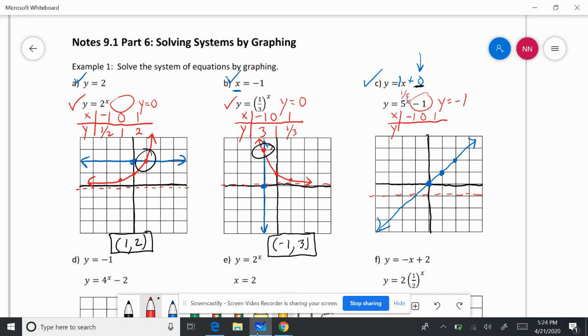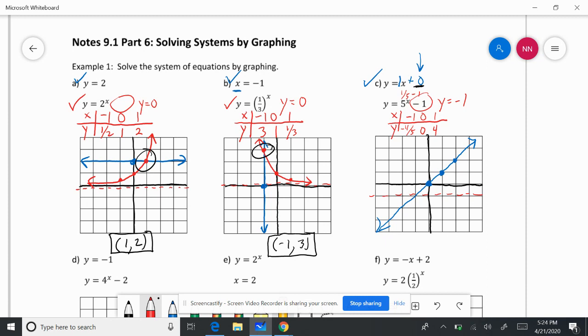1/5 minus 1 is -4/5. Anything to the 0 is 1. 1 minus 1 is 0. And when I plug in a 1, it stays the same. So 5 minus 1 gives me 4. Now I'm going to plot the points.